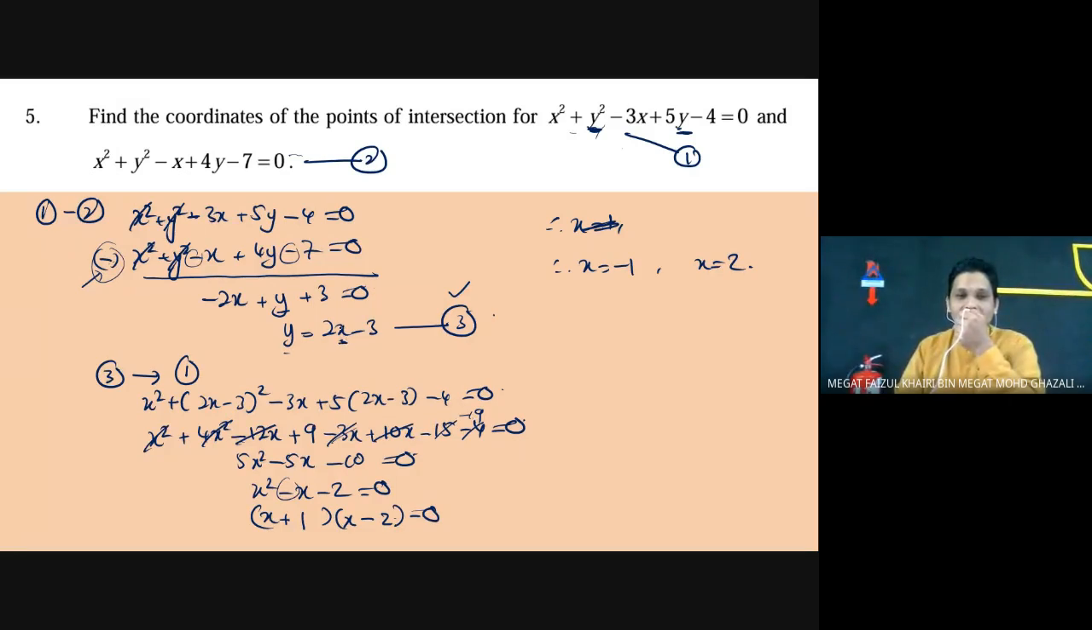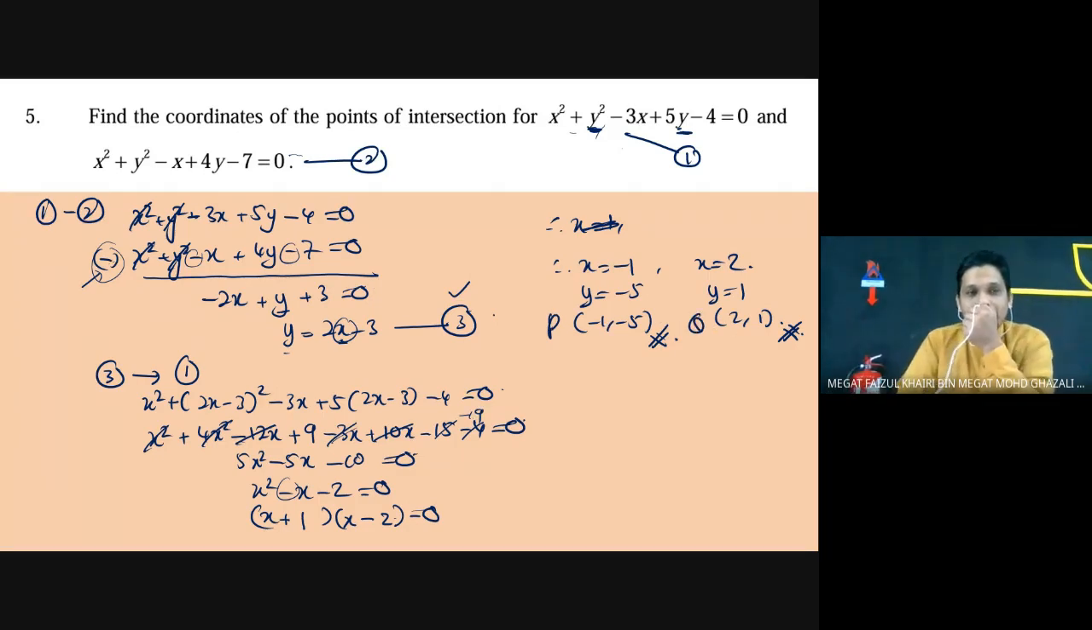So 2 times negative 1 equal to negative 2, minus 3, y equal to negative 5. So we got negative 1 and negative 5. And when substitute x with 2 here, 2 times 2 equal to 4, minus 3 equal to 1. So 2 and 1. So the coordinates of intersection between these two circles are P, negative 1, negative 5, and Q, 2 and 1.